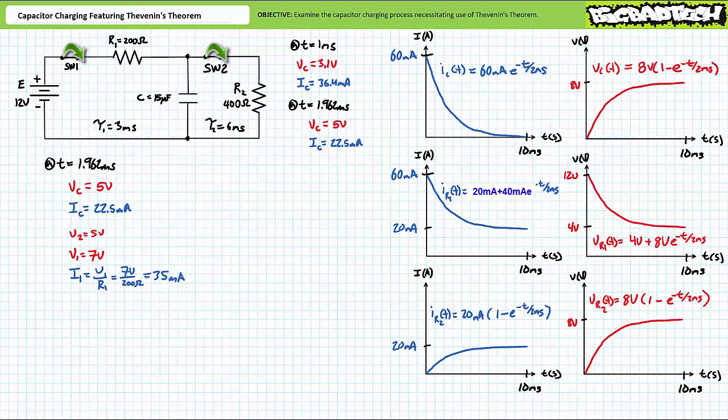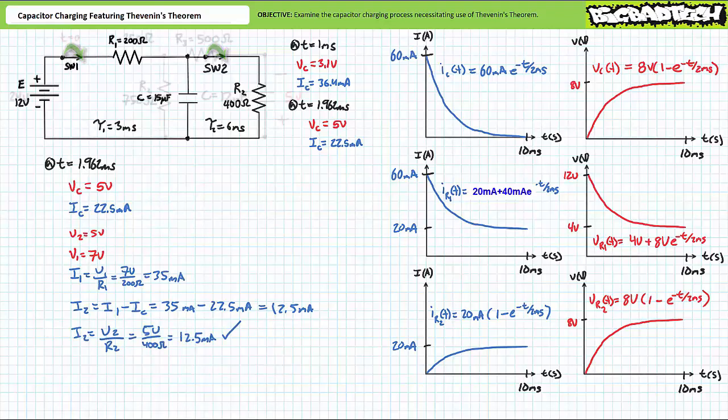This would also be the source current for this system. If we know IC to be 22.5 milliamperes at t equals 1.962 milliseconds, an application of Kirchhoff's current law demonstrates that R2 experiences 35 minus 22.5, or the remaining 12.5 milliamperes of current. Let's check our work. An application of Ohm's law demonstrates that with 5 volts across a 400 ohm resistor, it would indeed draw 12.5 milliamperes of current.